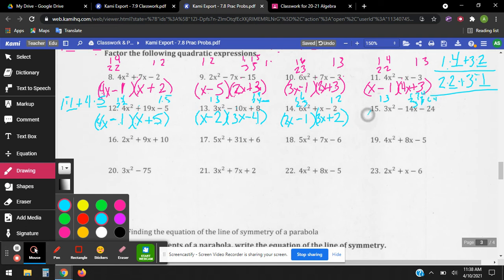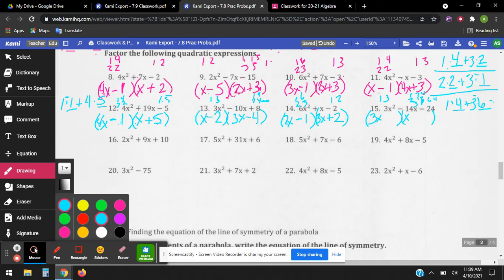Oh boy. Okay, so this one we have our 3 and our x. It's a subtraction, so we have to subtract to get it. Okay. So I know it's 1 times something plus 3 times something. I need to get negative 14. Well, let's see. 3 times 8 is 24. That's 10 away. 3 times 6 is 18. Well, 1 times 4 is 4.